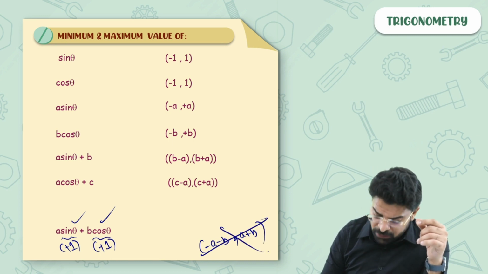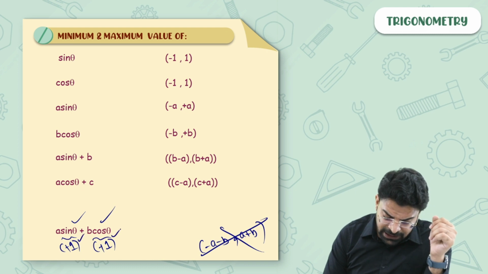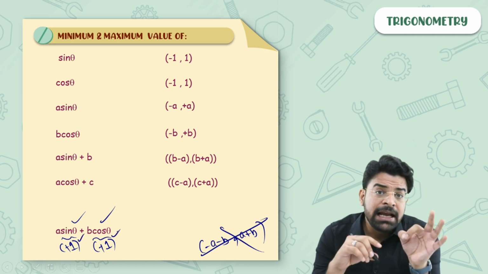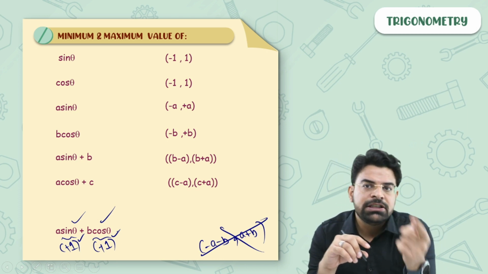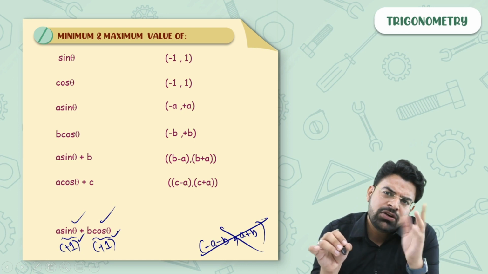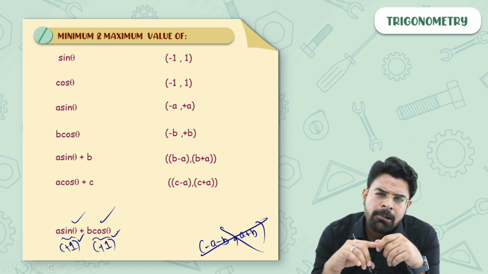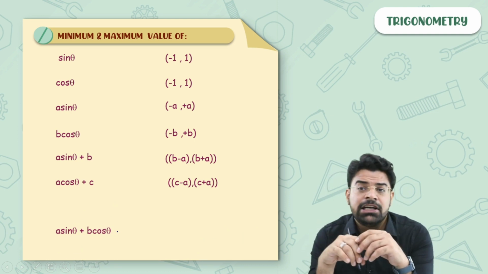But this is wrong. Why, sir? See better. Can sine theta and cos theta be together 1? Sine 0 is 0. Sine 90 is 1. Cos 0 is 1. Cos 90 is 0. So if you choose, can you choose an angle theta for which both sine theta and cos theta are simultaneously 1? Not possible. Then what is the maximum possible value of a sine theta plus b cos theta?